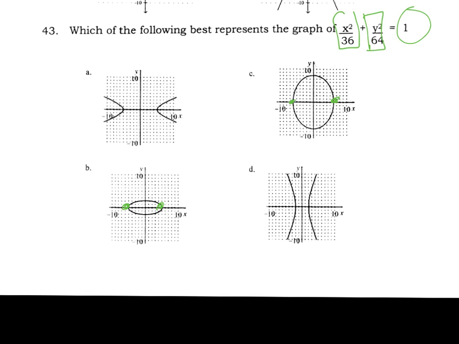On the y-axis, we should go out by 8, right? Because the square root of 64 is 8. So I think I'm pretty convinced B is not the right answer. I don't think it goes all the way out to 8, but it sure looks like C does. So C is going to be our winner.